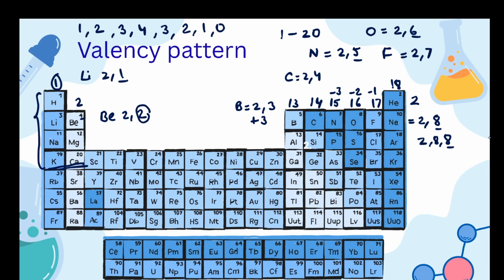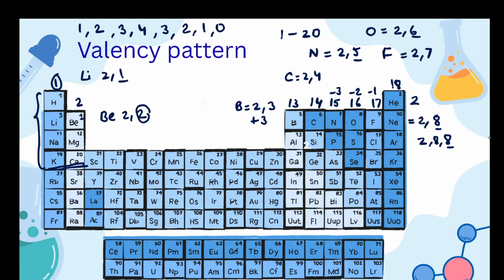So to find valency, first what you have to find? The number of electrons that are present in the valence shell or the outermost shell. The number of electrons that are present in the valence shell will correspond to its valency.